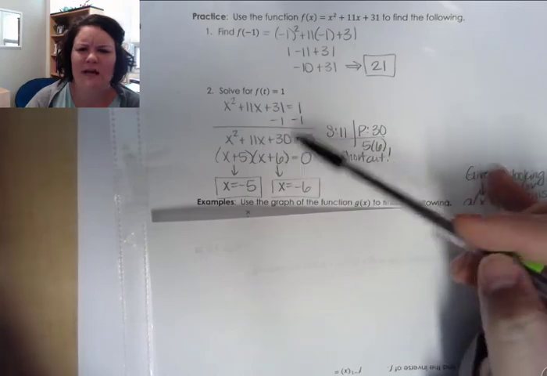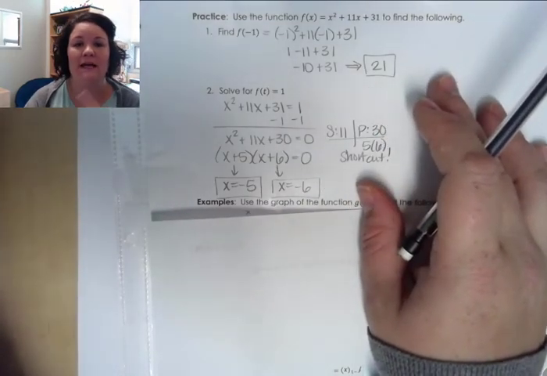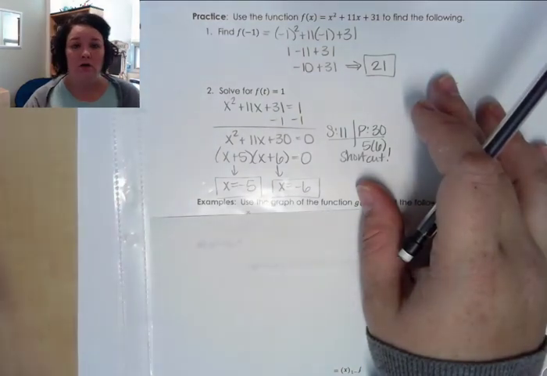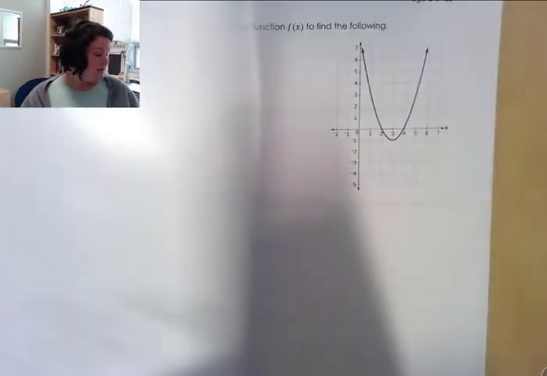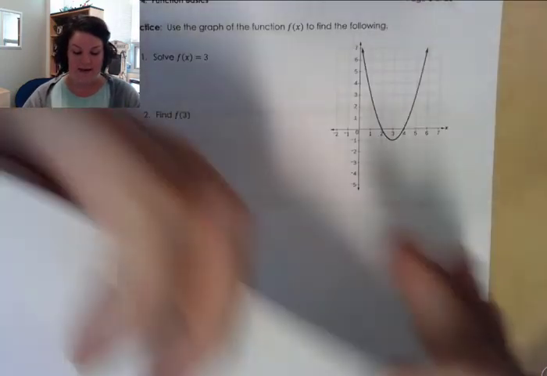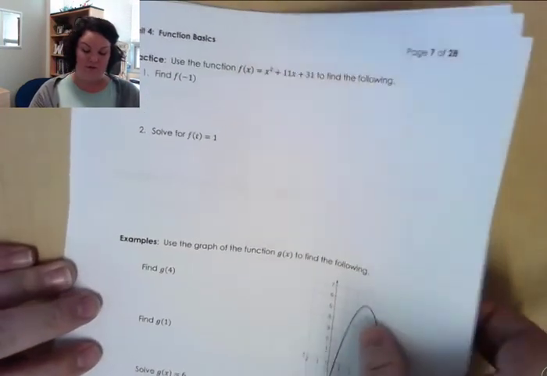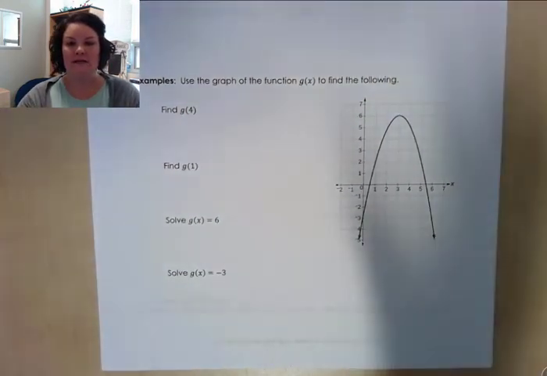Okay, is everybody kind of okay? Hopefully we're okay on those, not too bad. Either you're plugging in a number or you are setting the function equal to a number, right? Okay, so let's go ahead and move on. I want to look at using a graph to evaluate the function. Whenever we're looking at a graph, it's kind of the same strategy.